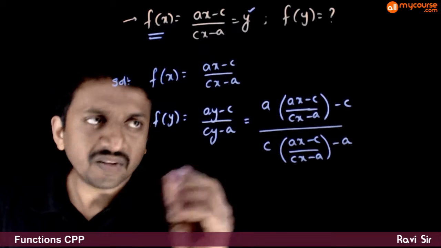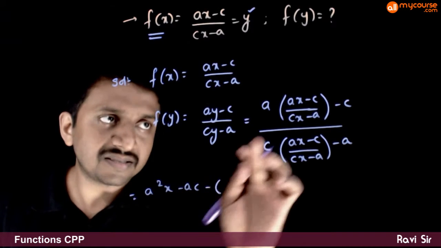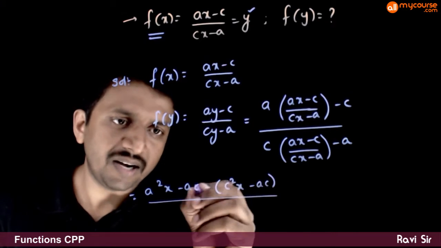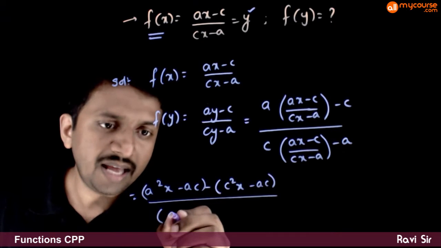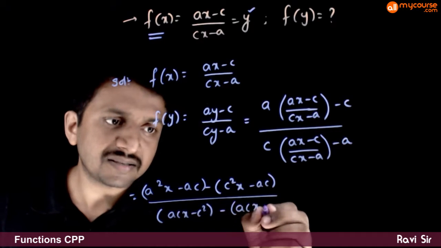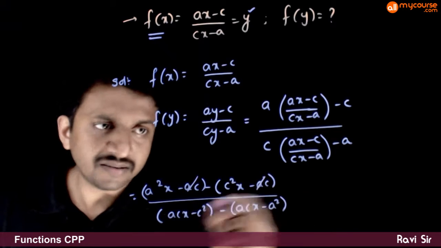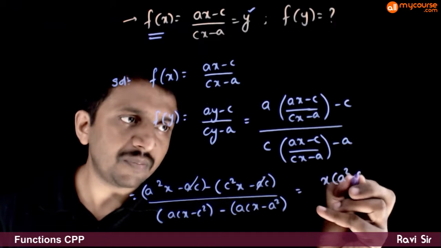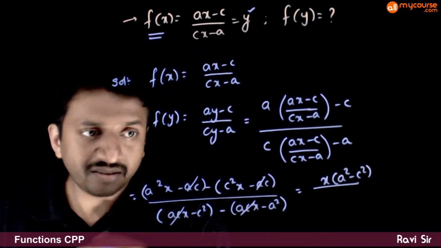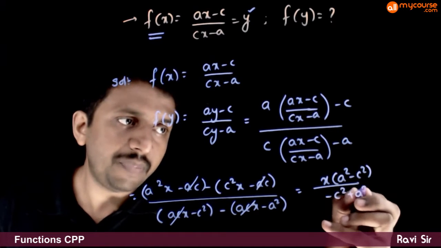So you know how to take LCM. If you multiply these two, you get a square x minus ac minus c square x minus ac, divided by, here you get acx minus c square minus acx plus a square. As you can very clearly see, minus ac plus ac gets cancelled. So you get x times (a square minus c square) divided by, in the denominator, acx and minus acx get cancelled. You get minus c square plus a square.